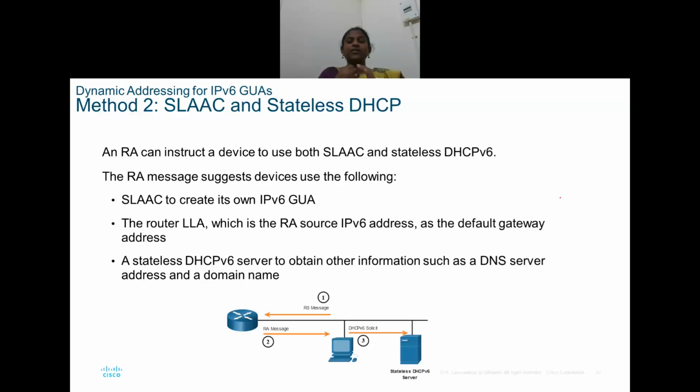We will discuss those shortly. Now the second one is SLAAC and stateless DHCP. Even though you are using SLAAC, you are getting a little bit of information from the DHCP server. SLAAC is used to create the global unicast address.